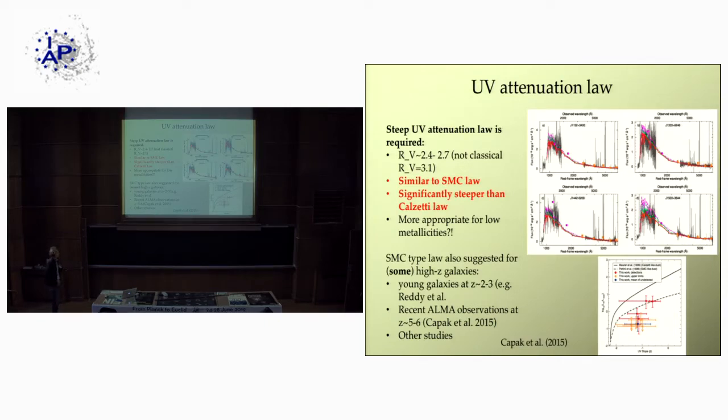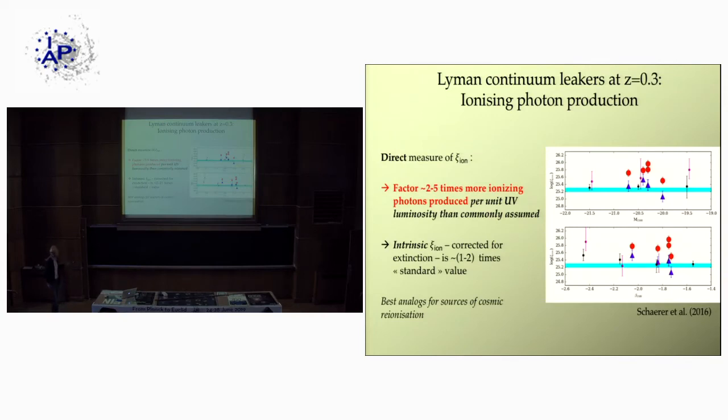Whether this is a general property for young galaxies or metal-poor galaxies, some people are debating that, I don't know. We can just say empirically that these leakers which we looked at all have this kind of attenuation law. And this may be interesting because there is some debate on the high redshift end on what is the correct attenuation law, etc. Anyway, just to show something we can learn from these galaxies.